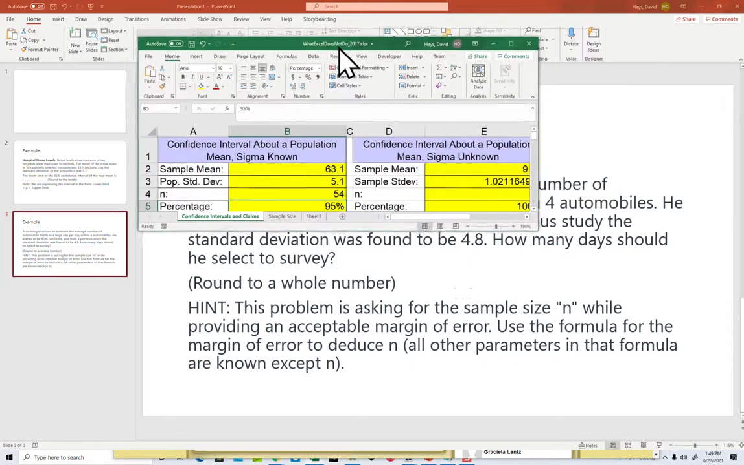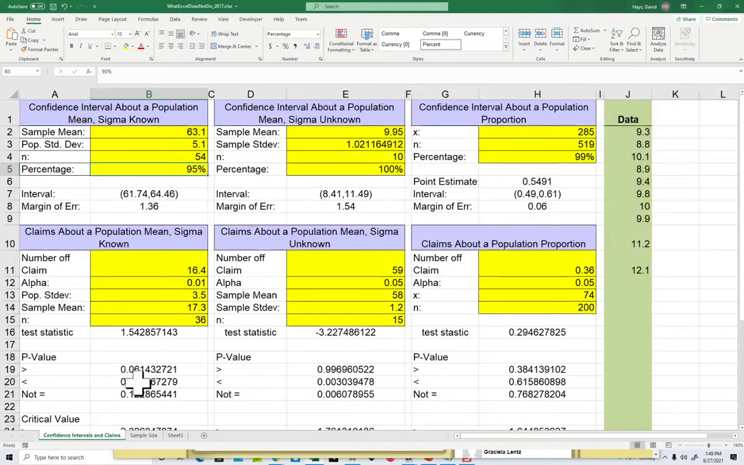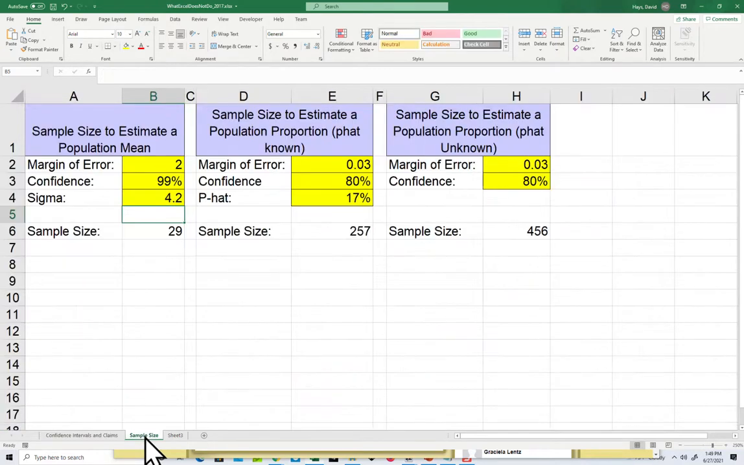Now, from our spreadsheet, you see the tabs down here at the bottom. It says confidence interval and claims. The next one over says sample size. If you click the sample size, you've got three different formulas. This one is sample size to estimate a population mean, and these are for population proportion. Well, the only thing in this section is population mean. So this first one is what we're going to use.